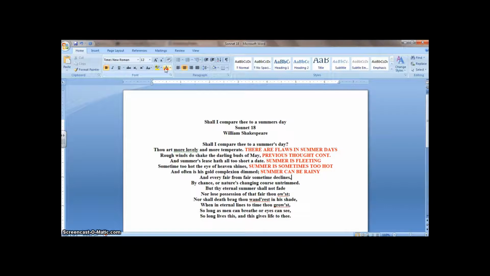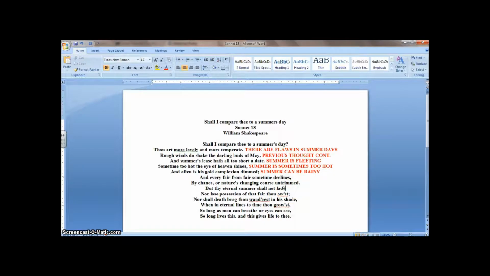"And every fair from fair sometime declines, by chance or nature's changing course untrimmed." There again, speaking of nature changing and the length of summer, I'm actually not going to leave a note there because I have it up over here.